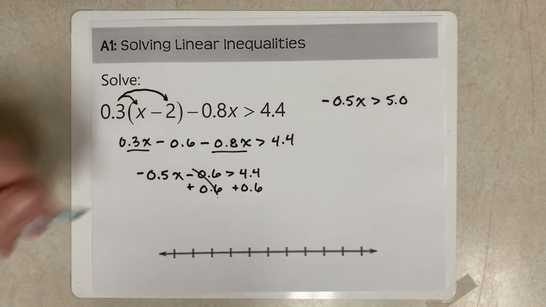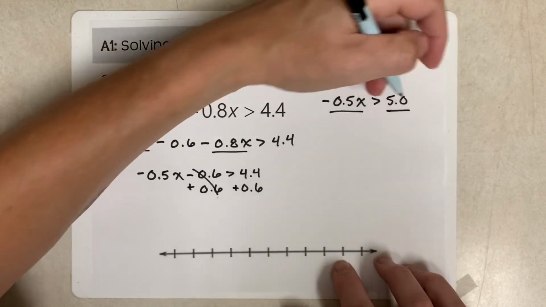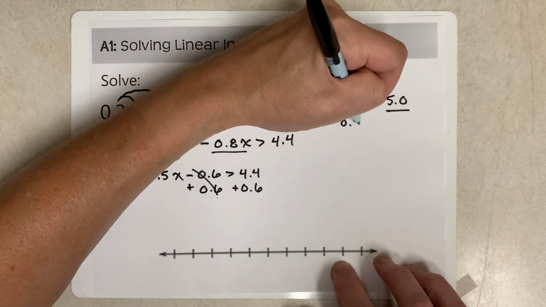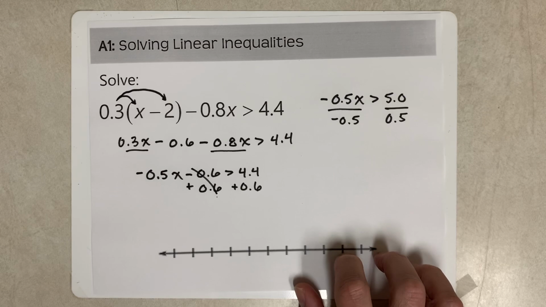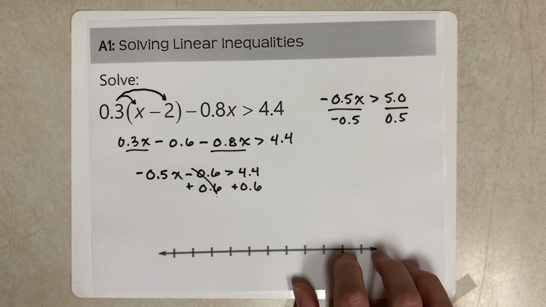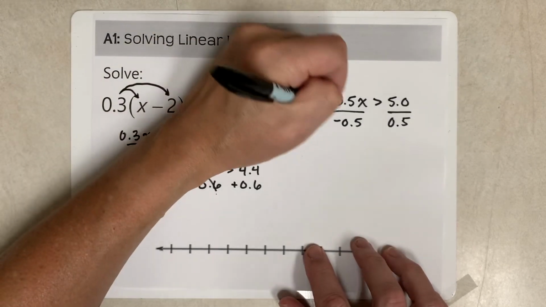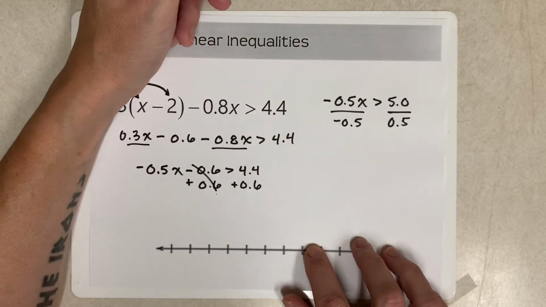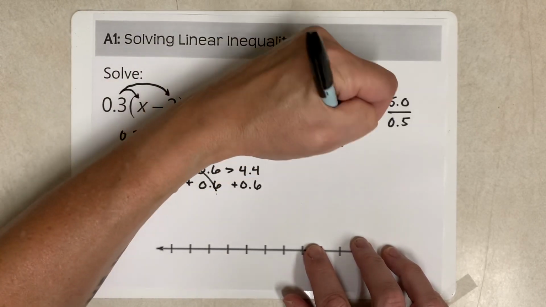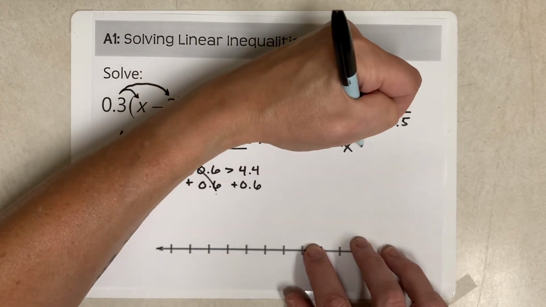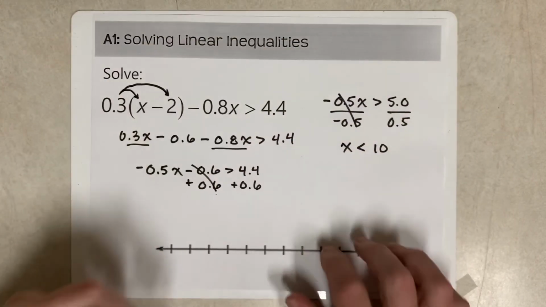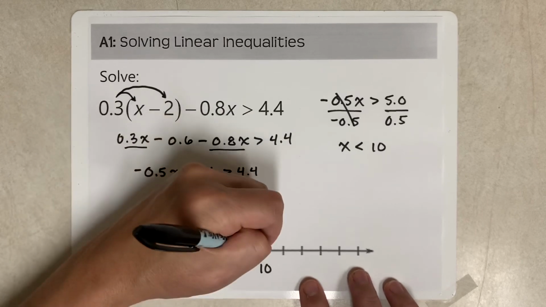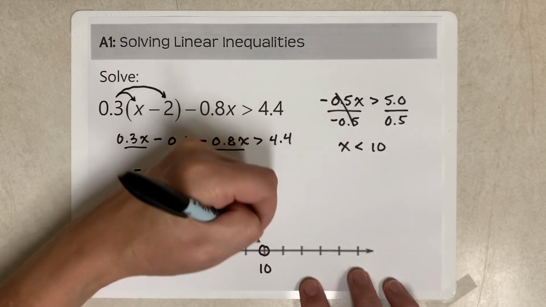So now if I take both sides and I divide by negative 0.5, now I have to figure out what 5 divided by 0.5 is, and that's going to be 10. But these two negatives are going to cancel, and I divided by a negative. So they are going to cancel, but since I divided by a negative, I have to flip my symbol, and that would be x less than 10. So I'll put a 10 in the middle, open circle, shaded to the left.